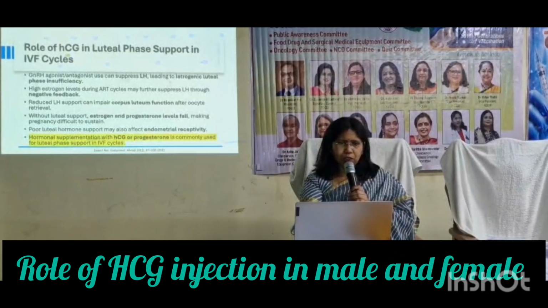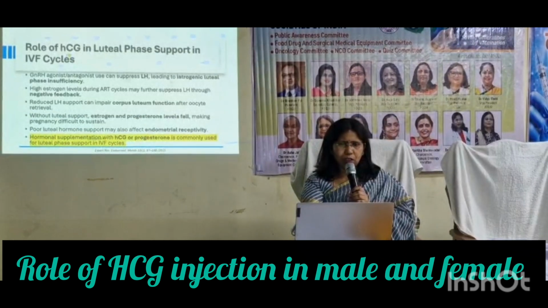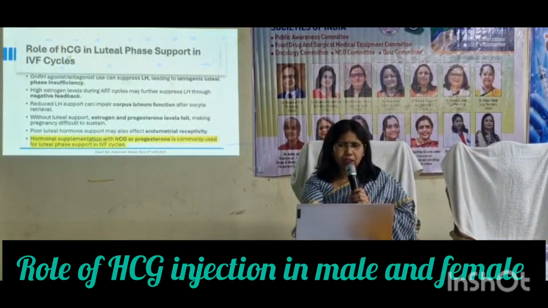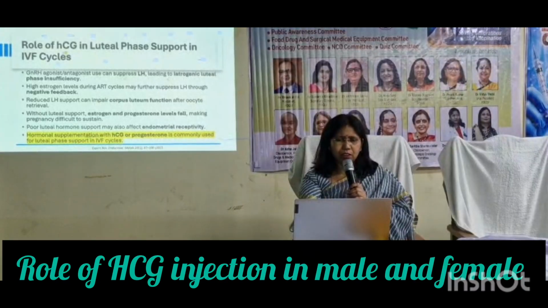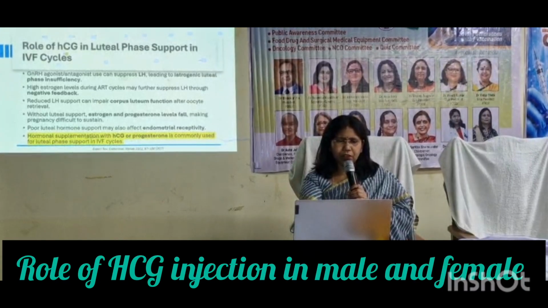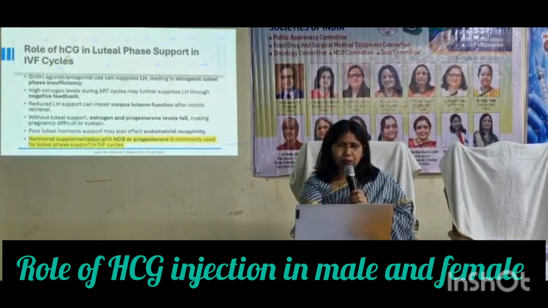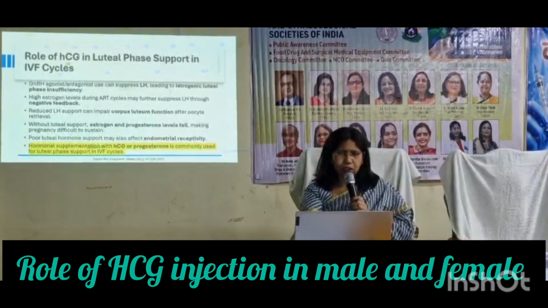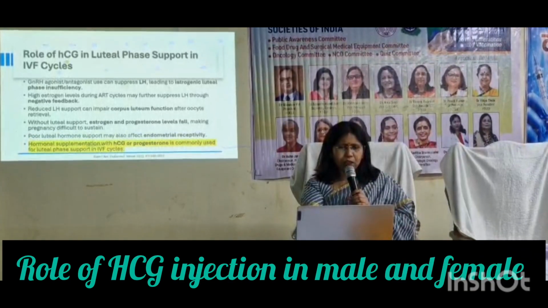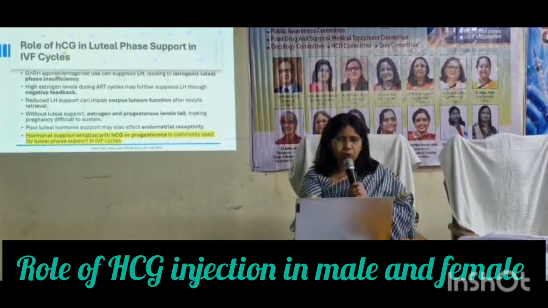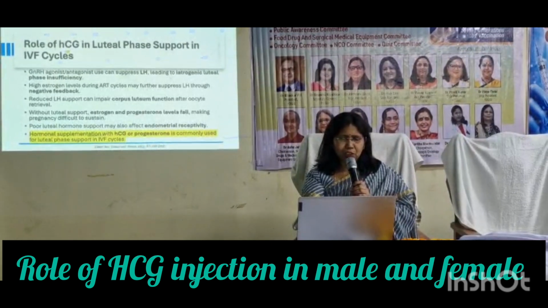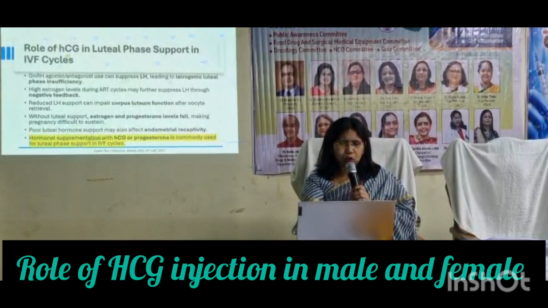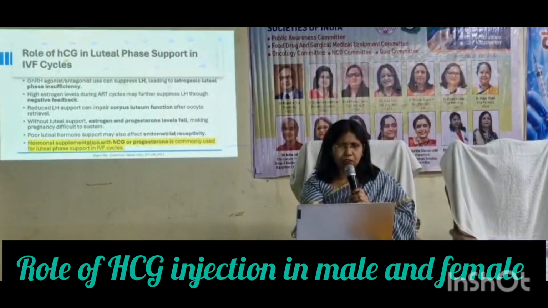Role of HCG in luteal phase support. GnRH agonist or antagonist use can suppress LH, leading to iatrogenic luteal phase insufficiency. High estrogen level during the stimulation cycle may further suppress LH through negative feedback. Reduced LH support can impair corpus luteum function after oocyte retrieval. Without luteal support, estrogen and progesterone levels fall, making pregnancy difficult to sustain. Poor luteal hormone support may also affect endometrial receptivity. Hormone supplementation with HCG or progesterone is commonly used for luteal phase support in IVF cycles.